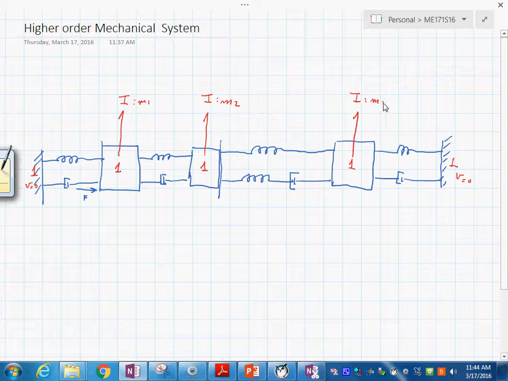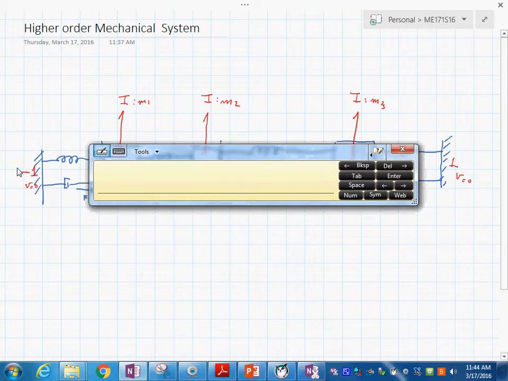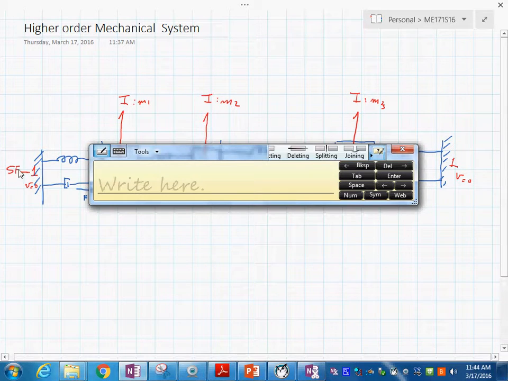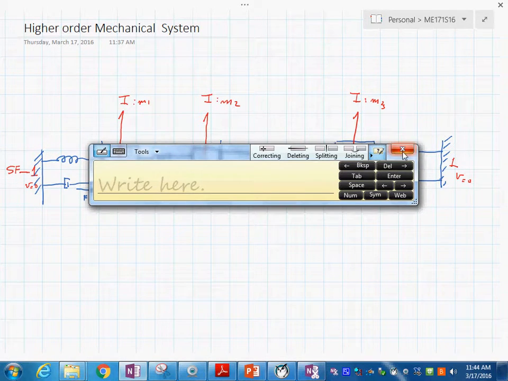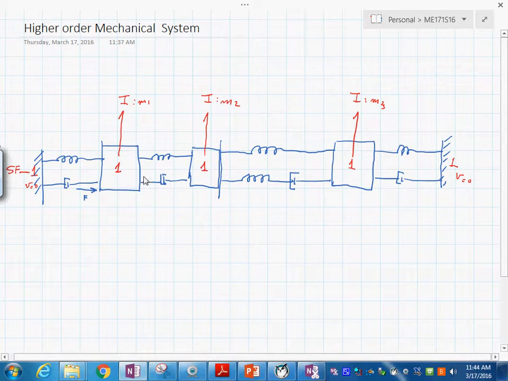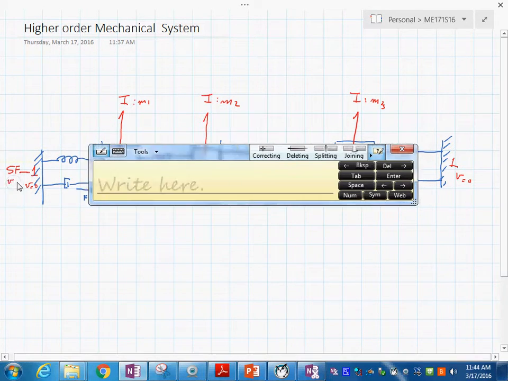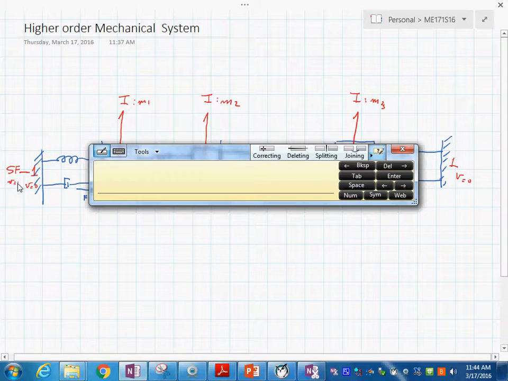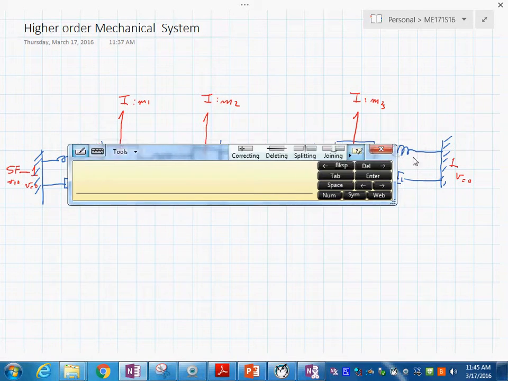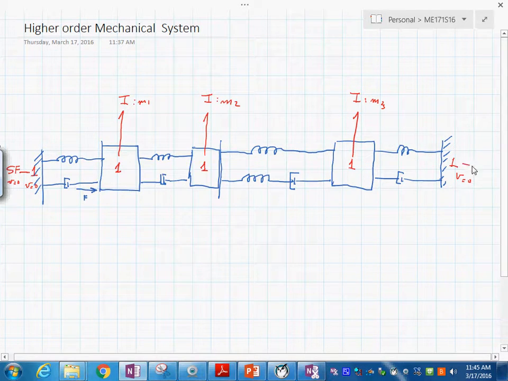In here I would do a source of flow, SF, with value velocity equals to 0, and then I would do it over here also, SF with velocity equals to 0. Then that's all on the ones.